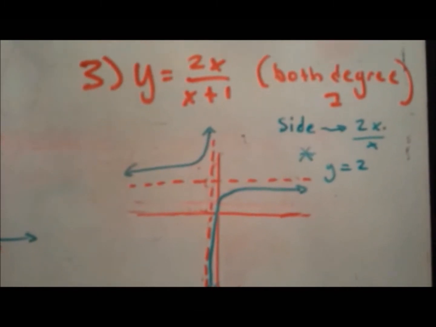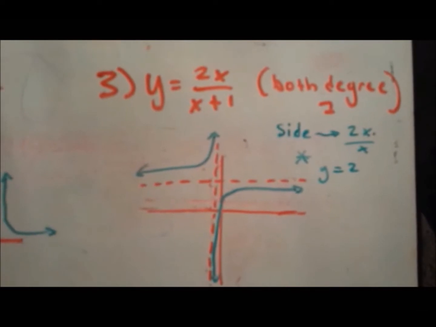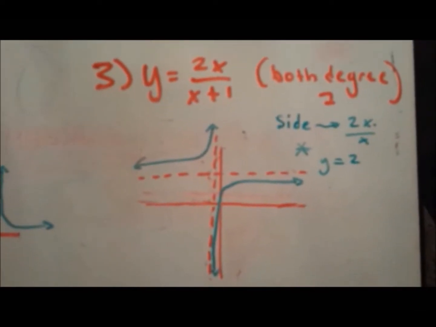Let me ask the viewers a question. How can this be? That's right. The unexplained vertical asymptote is from the restriction on the bottom. If you got that right away, give yourself a pat on the back.